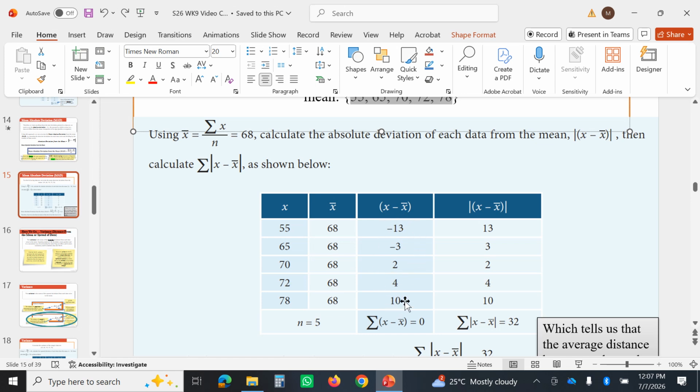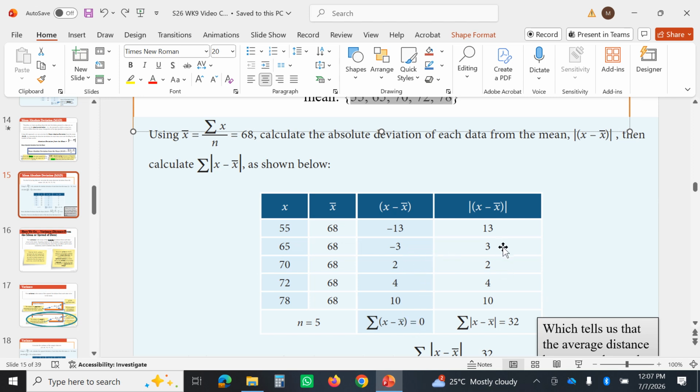A little self-check to let you know that you have done this step correctly is if you add them all up, it always equals 0. 10 plus 4 plus 2 is 16. Negative 13 and negative 3 is negative 16. Negative 16, positive 16 is 0. Good. That one's good.